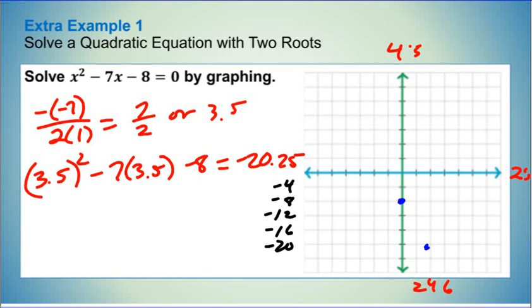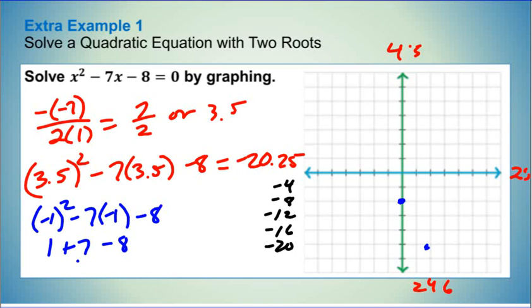And that means I could go and find out my y. Let's try -1. So -1 squared minus 7 times -1 minus 8. So this is 1 plus 7 minus 8. So this is 8 minus 8 equals 0. So I know I have a point at -1.